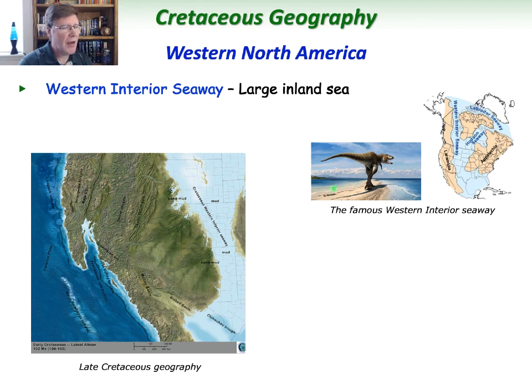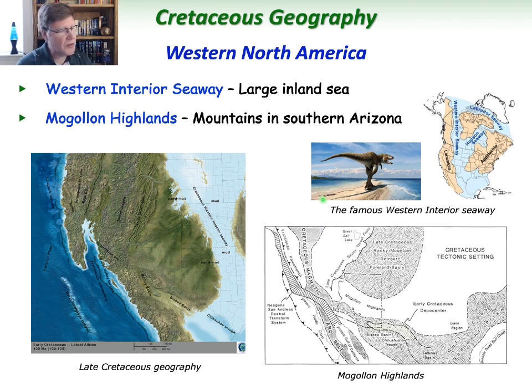There is T-Rex in the late Cretaceous, just out for a stroll on the beach on the western side of the seaway. Another feature a little closer to home, farther down here in Arizona, is something called the Mogollon Highlands. And this just represents the mountainous area of this continental arc present right across the southwestern part of the state.